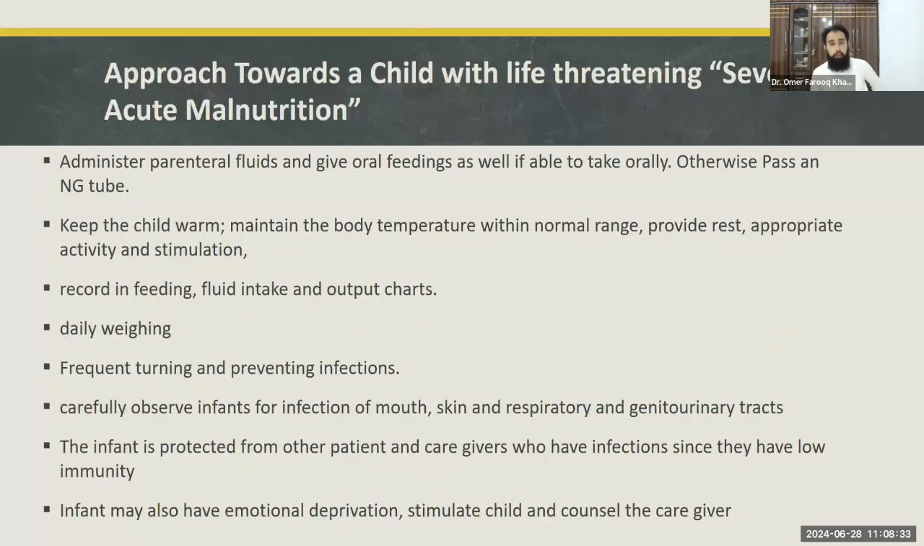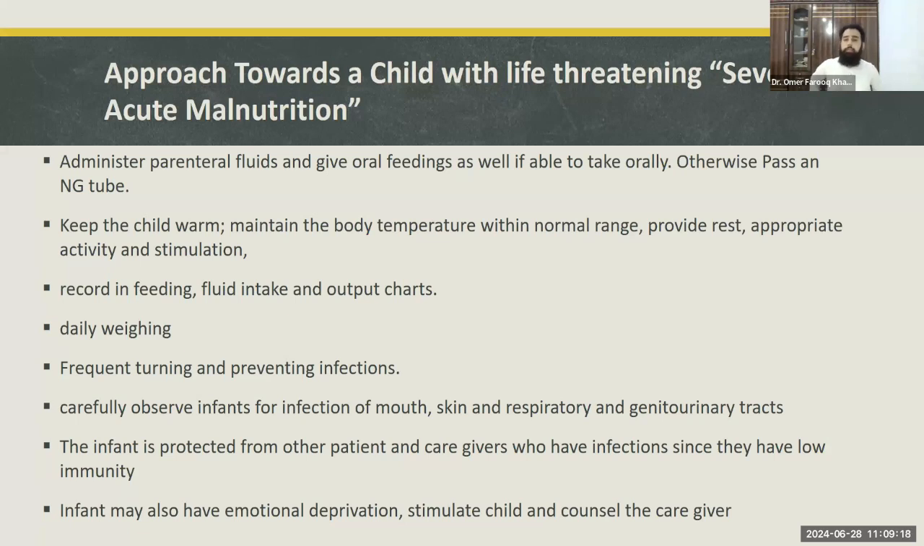Our last topic for today is the approach towards a child with life-threatening severe acute malnutrition. If we encounter such a child, then we need to go IV, intravenous. Parenteral fluid means we have to pass an IV line, maintain an IV line, and give fluids parenterally. And give oral feeding as well, but only if the child is able to take it orally. Otherwise, pass an NG tube, a nasogastric tube. Keep the child warm. It is very important. That's why I have repeated this in my next slide as well.